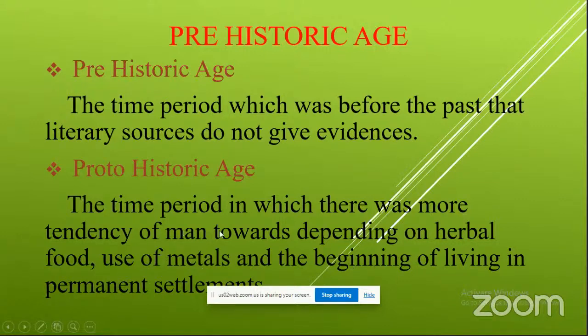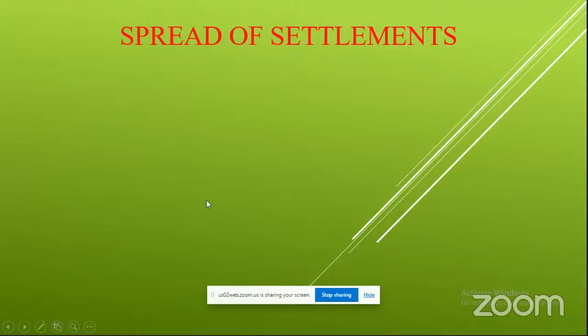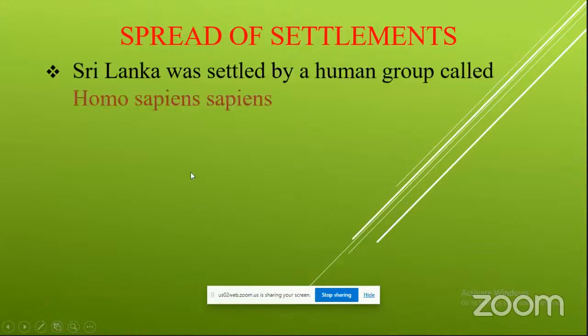Now these are the major changes in lifestyle that we can see when they move from the Stone Age to the agricultural time period, the proto-historic time period: depending on herbal food, use of metals, especially iron, and beginning of living in permanent settlements, right? So now we come to the spread of settlements in Sri Lanka, and how the humans were originated.